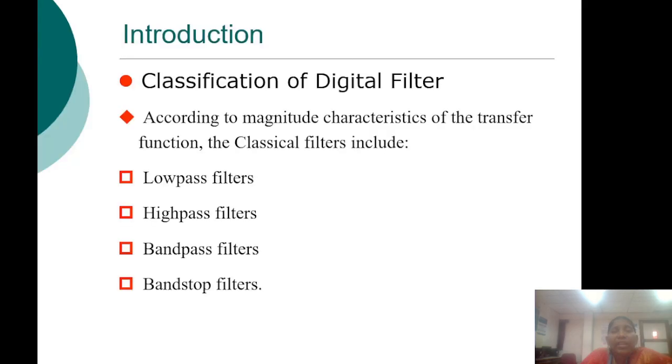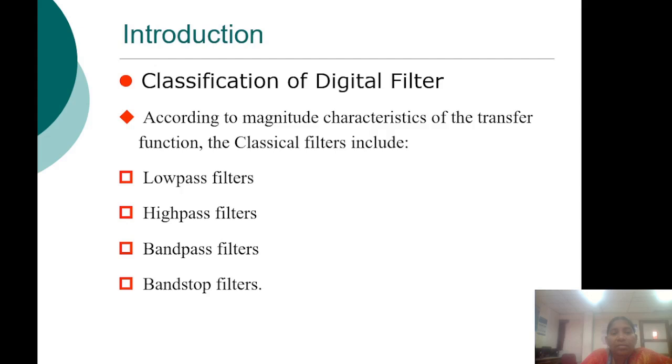When we classify the digital filter according to the magnitude characteristics of the transfer function, we can classify it as low pass, high pass, band pass and band stop. Low pass filter means it allows only the low frequency components to pass through. High pass filter means it allows only the high frequency components to pass through. Band pass filter means it allows the selected frequency range of the signal to pass through. Band stop filter means it does not allow the selected frequency range to pass through, just the exact opposite function of a band pass filter.